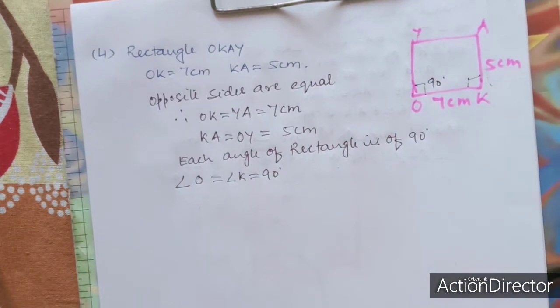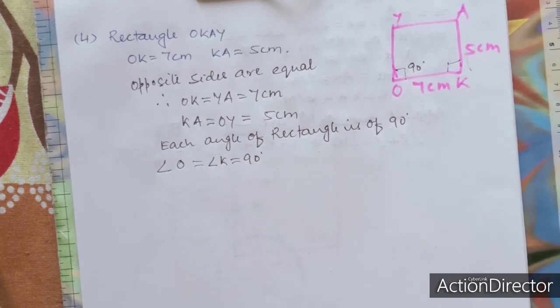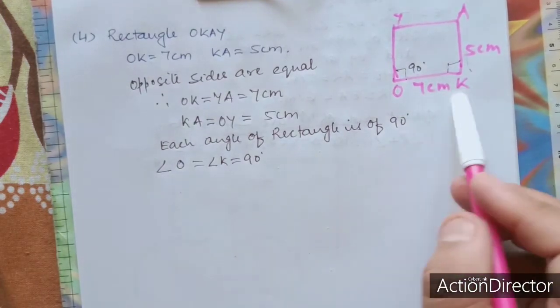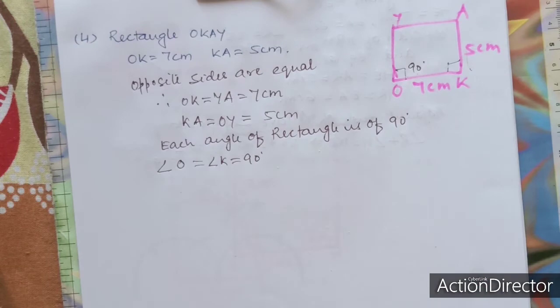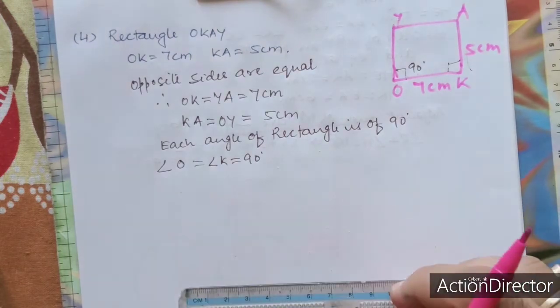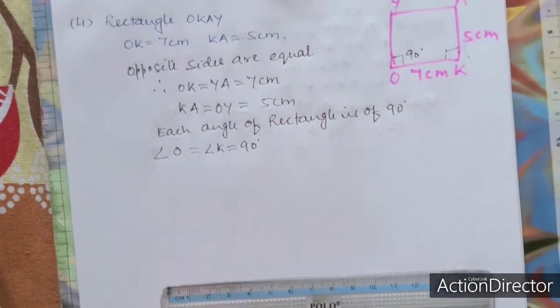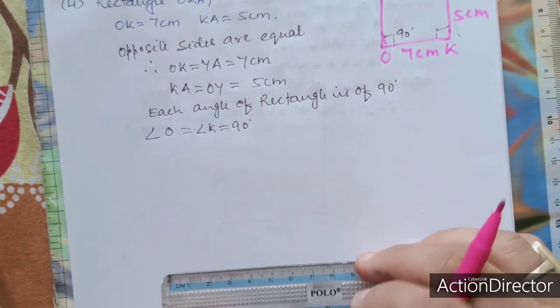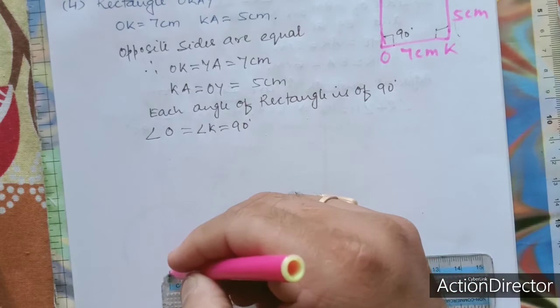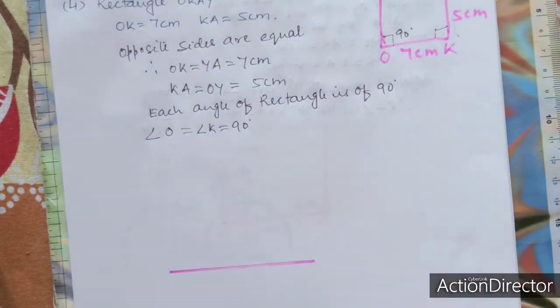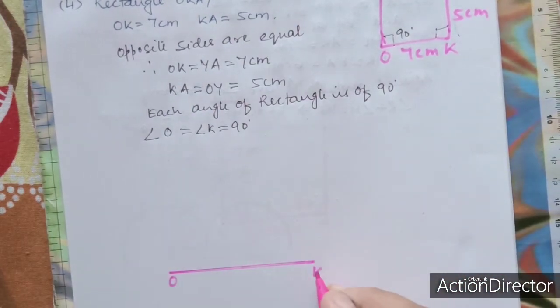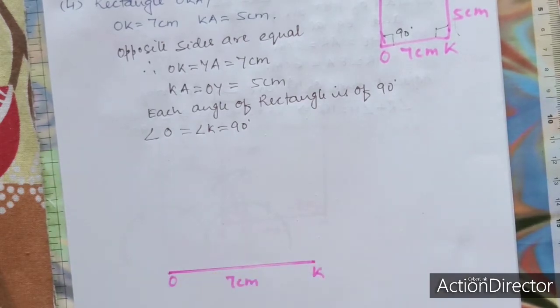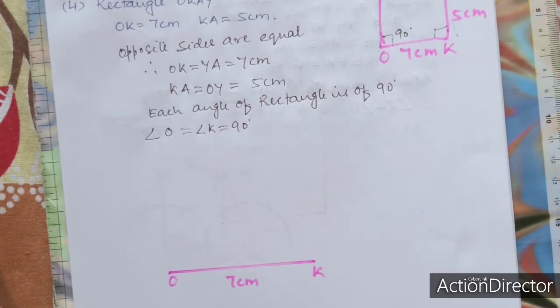Now we start with the construction of OAKY. So first of all I have to draw OK of 7 centimeter. I have to draw a line segment of measure 7 centimeter. So here I am drawing a line segment of measure 7 centimeter. This is O, this is K, and this is 7 centimeter. At O and K I have to draw an angle of 90 degree.